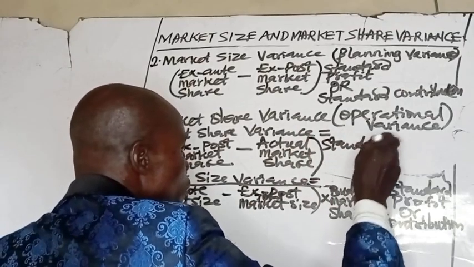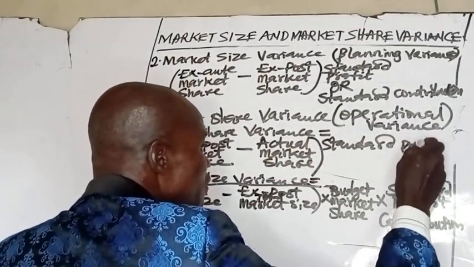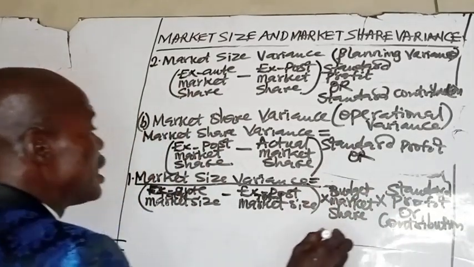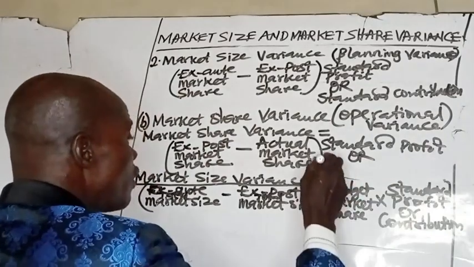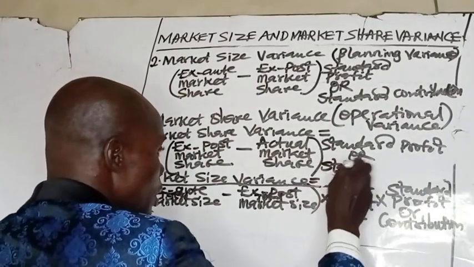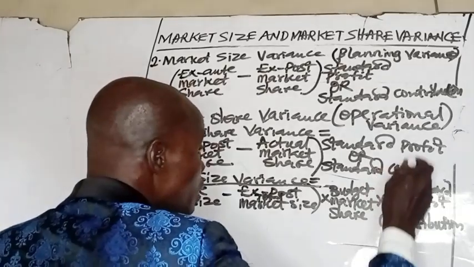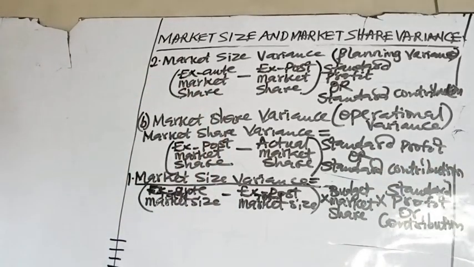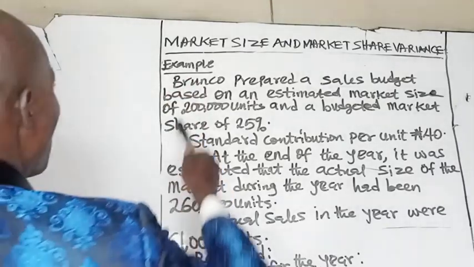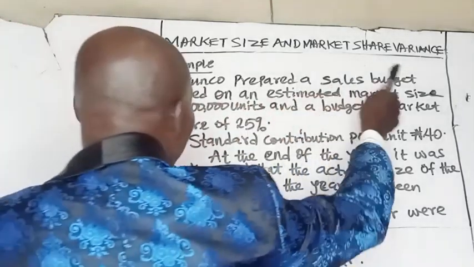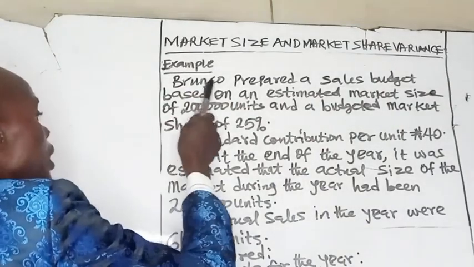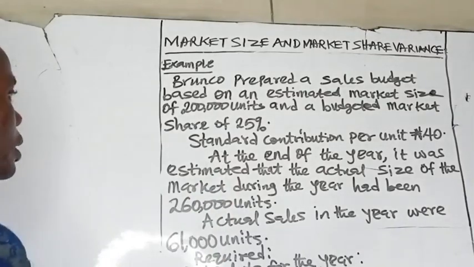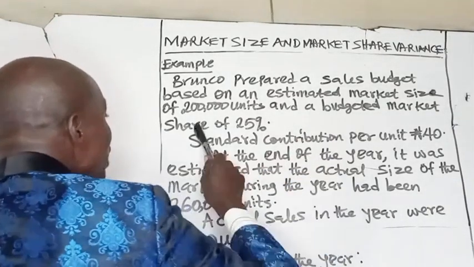for absorption costing school of thought. But for marginal costing school of thought, you make use of standard contribution. So I'm going to take a question as a worked example. Brunco prepared a sales budget based on an estimated market size of 200,000 units and a budgeted market share of 25%.